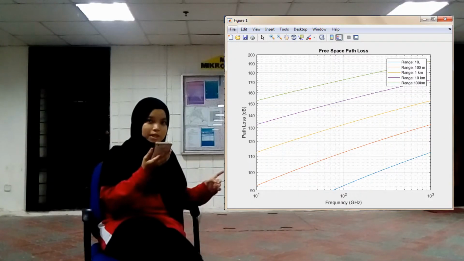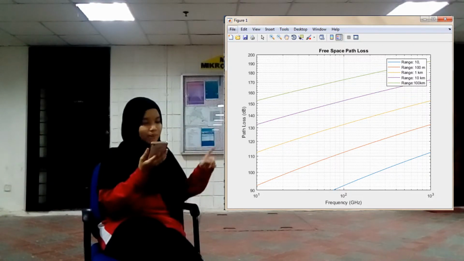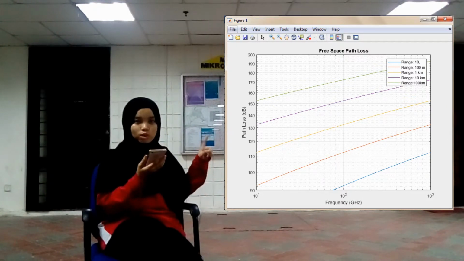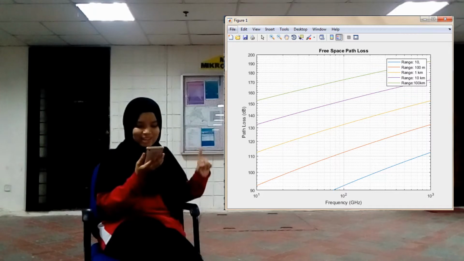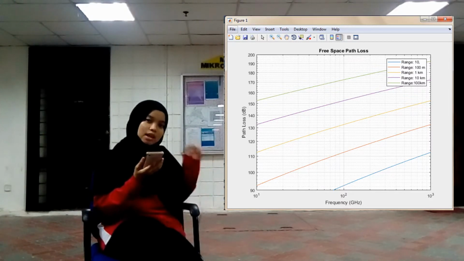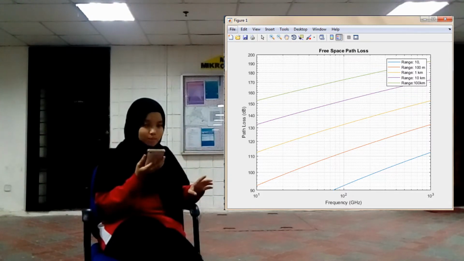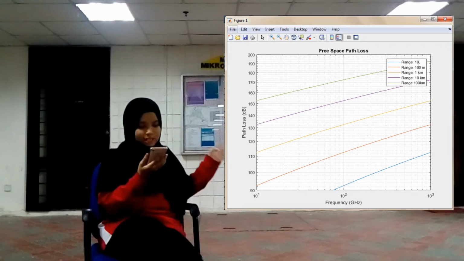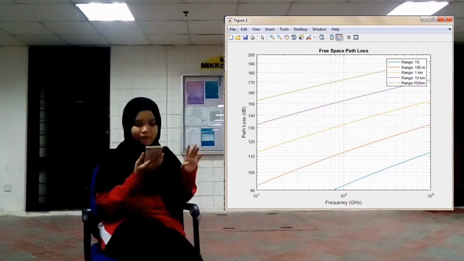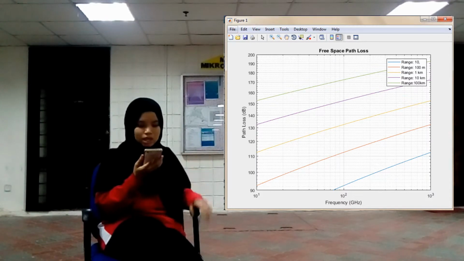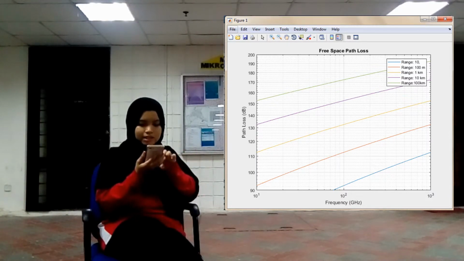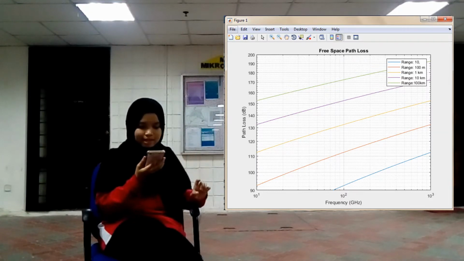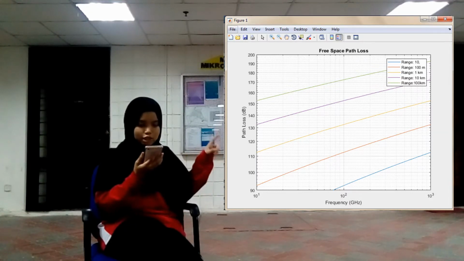the signal fading. For the result of free space path loss, it can be seen that the path loss changes with the frequency between 10 and 1000 GHz, for ranges of 10 cm, 100 m, 1 km, 10 km and 100 km. This is because the free space path loss is enumerated as a function of distance and frequency. And the RF signals propagate at a constant speed of light but in all directions.